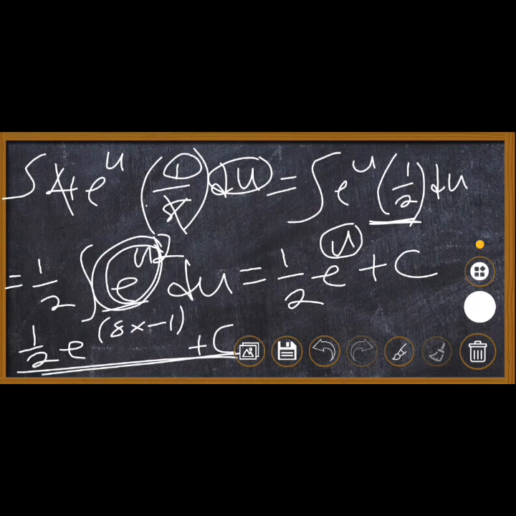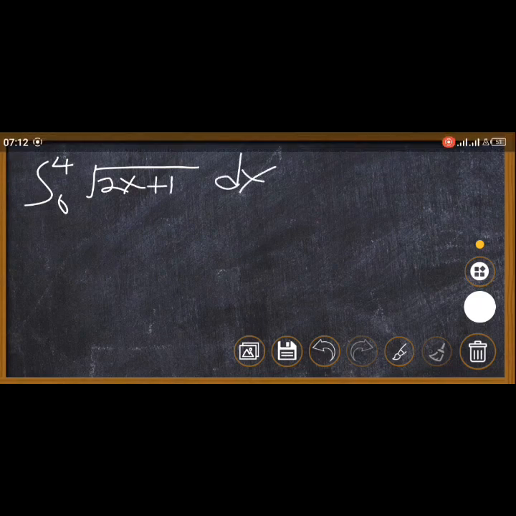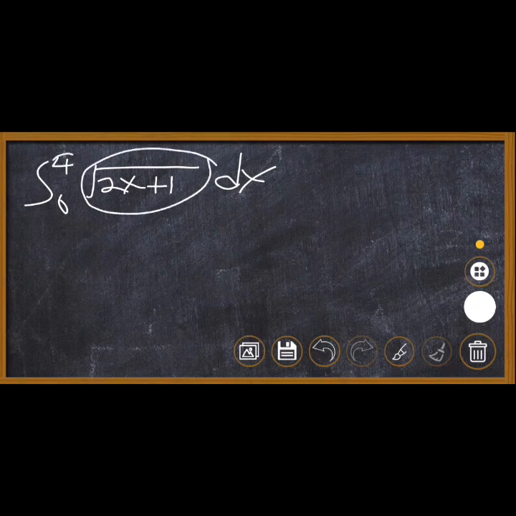Okay, so let's do one last example. This one will be based on definite integrals. Whatever we have been doing so far is indefinite, but in this case we are going to do definite integrals. So let's say you have been given a definite integral where you have 4 here, and let's say 0 here, and then the root of 2x plus 1, dx. In this case, we firstly integrate before we replace with these limits. So let's integrate this. At the moment, you have to ignore these.